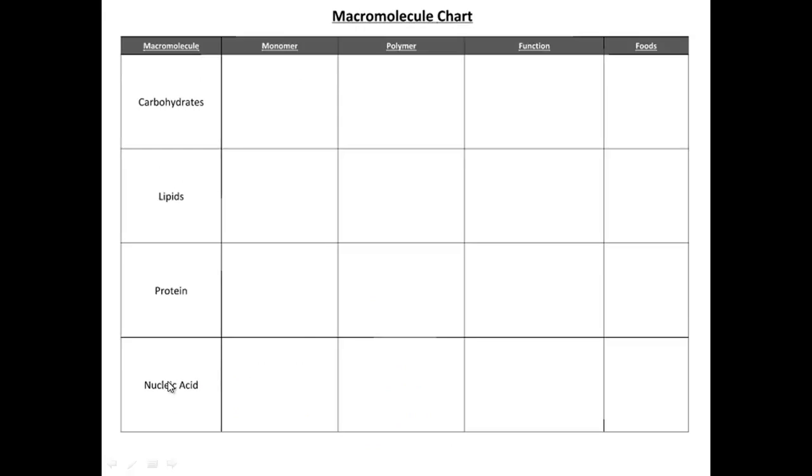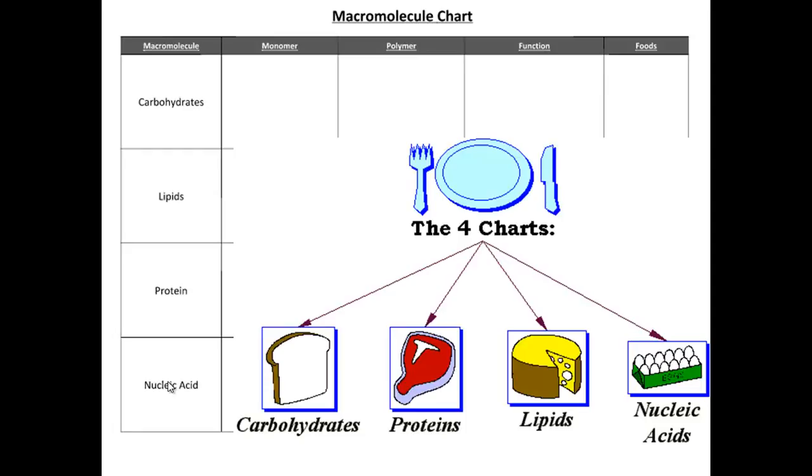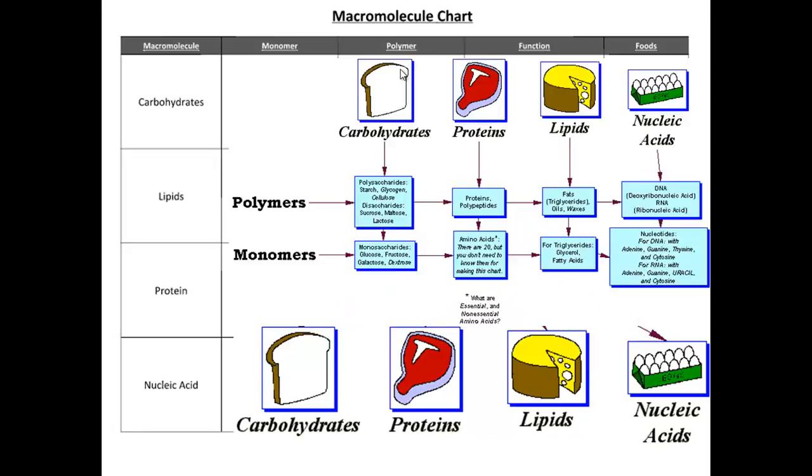Then there's the molecular chart: carbohydrates, lipids, proteins, and nucleic acids. So not quite the same order, but basically we've got these four things making up all life. Carbohydrates, the polymers and the monomers.